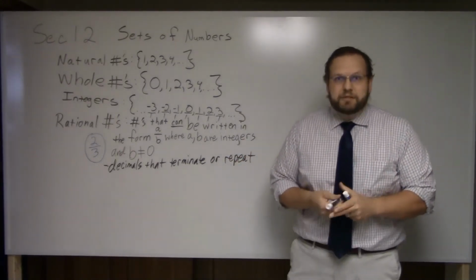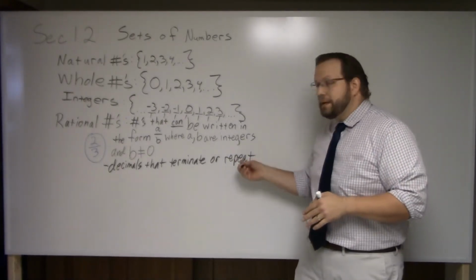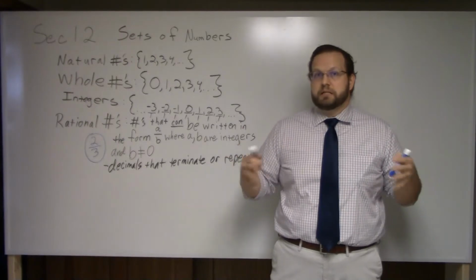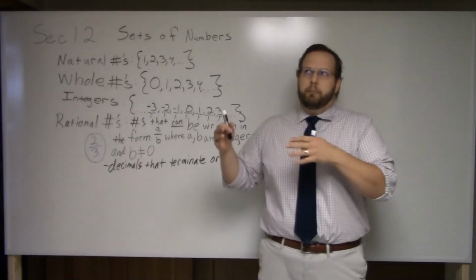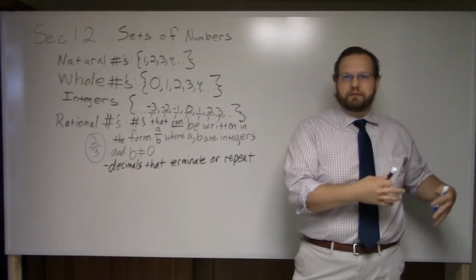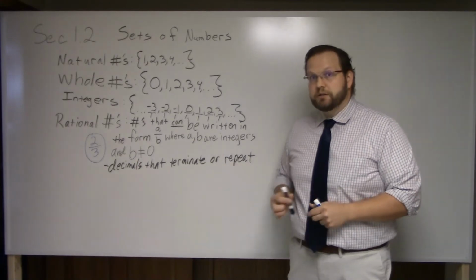Terminate means it stops, like a 0.5 or a 0.27, something like that. Repeat means it could go on forever, but it's a repetition. So 0.33333333, 0.79797979. There's a repetition within that pattern. That's where we're also going to have a rational number.